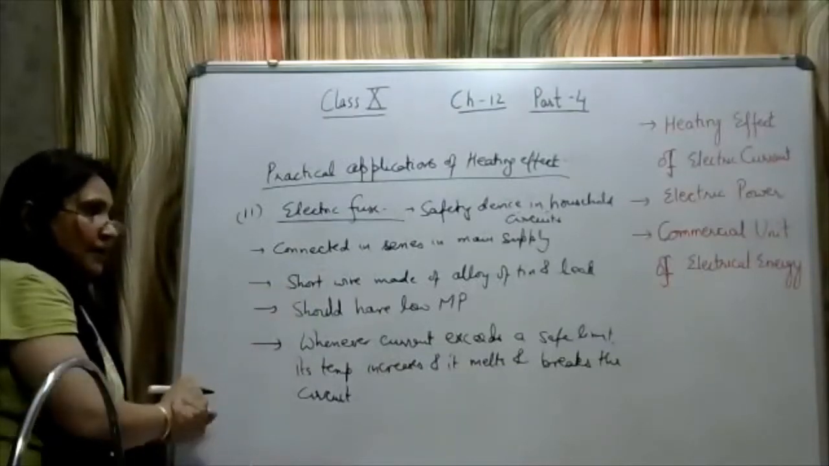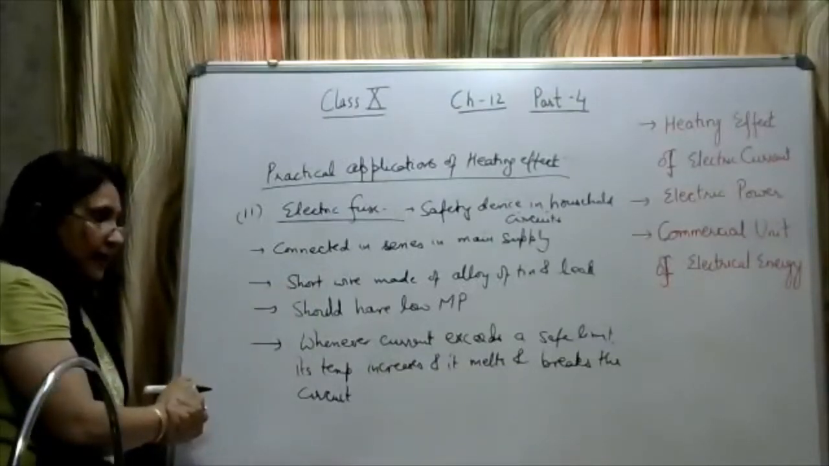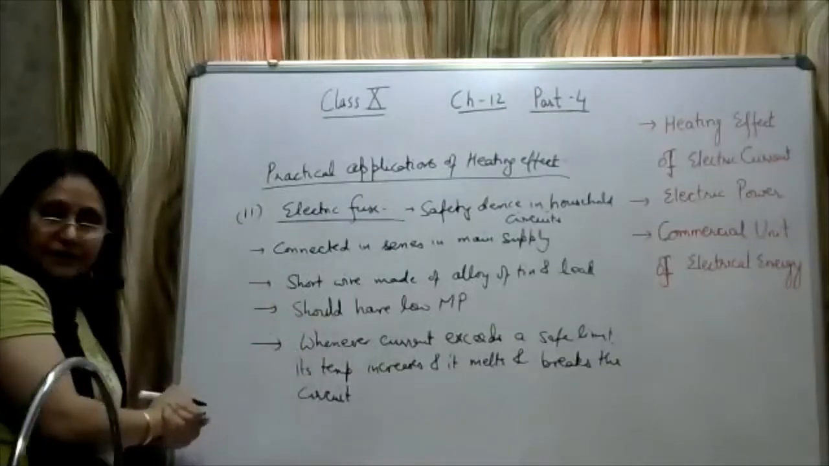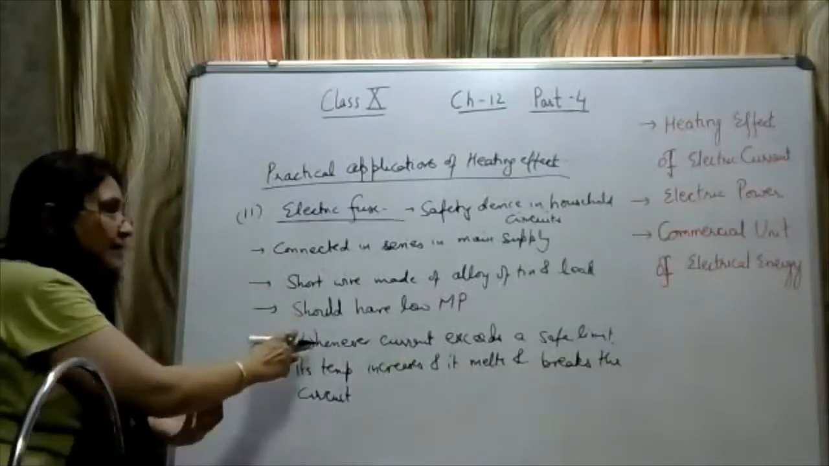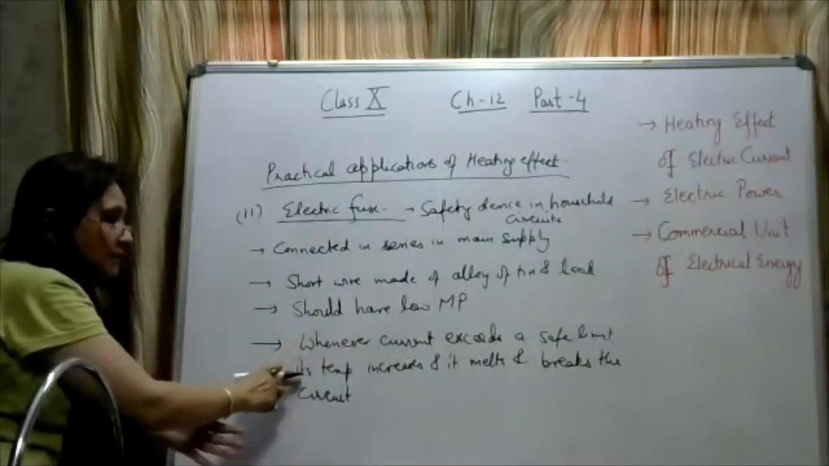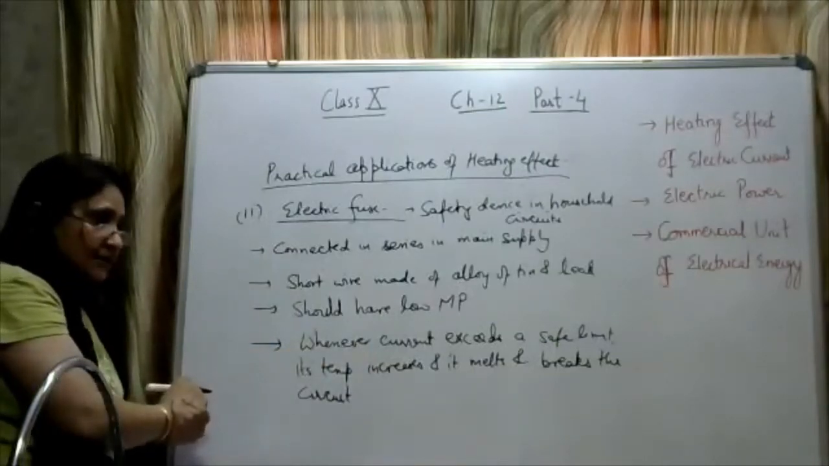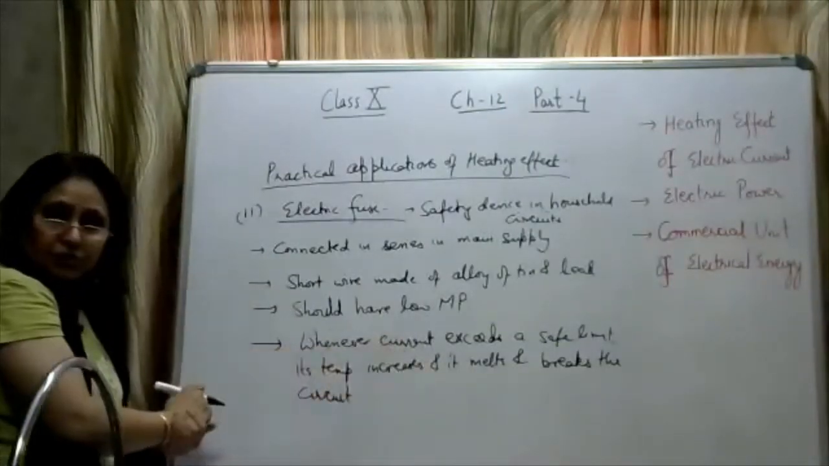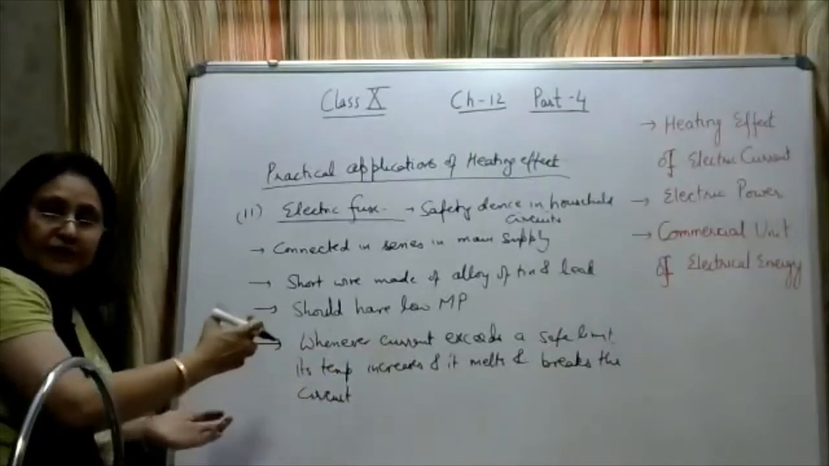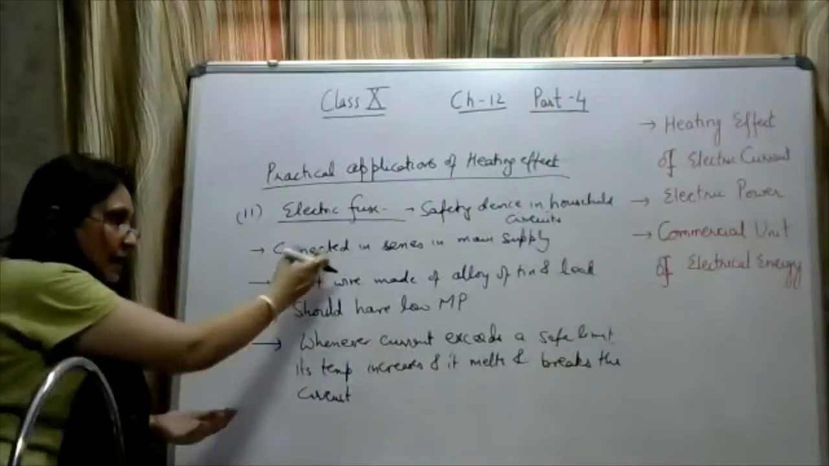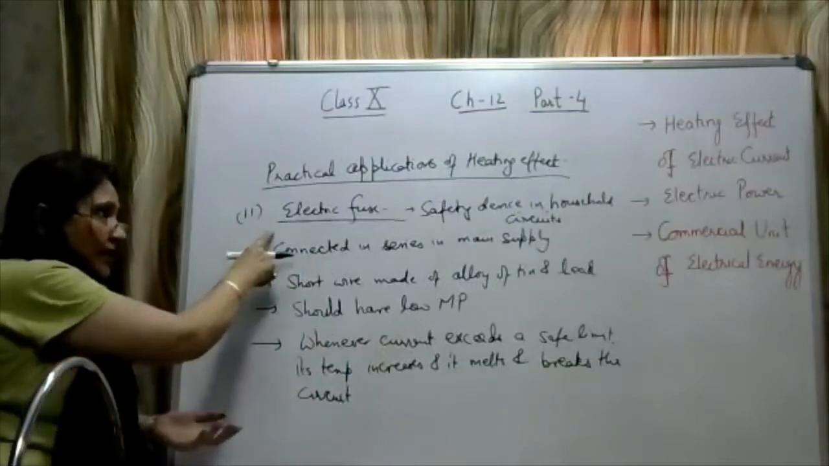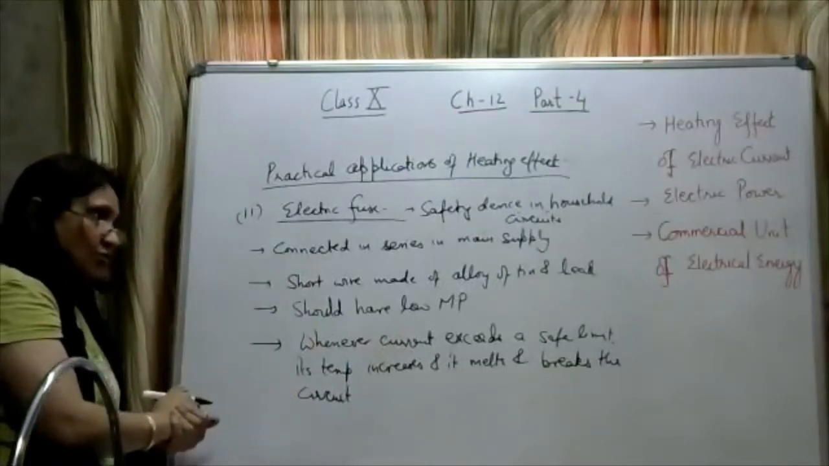This short wire is made of an alloy of tin and lead, and its characteristic should be such that it has a low melting point. Whenever the current exceeds a safe limit, the temperature of the wire increases, and as its melting point is low, it melts and breaks the circuit, and all the devices inside the house are saved from being damaged. So the electric fuse is a safety device in the household circuit.